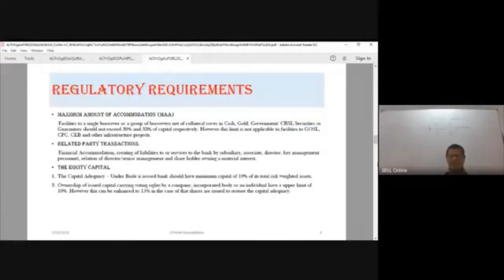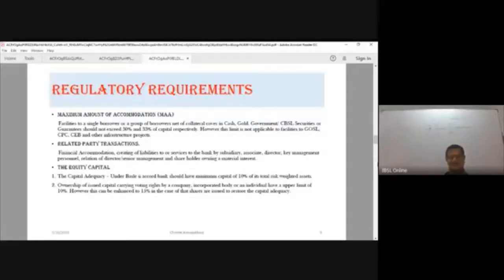Now there's another restriction by the central bank. They say a company owning shares of a bank, or a single person owning shares of a bank, can have a maximum holding of 10% of the total equity. However, this can be enhanced up to 15% in the case that shares are issued to restore capital adequacy. If banks need to borrow money from their investors, banks need to enhance their capital and issue rights issues, they can get central bank approval to go up from this 10% to 15%.